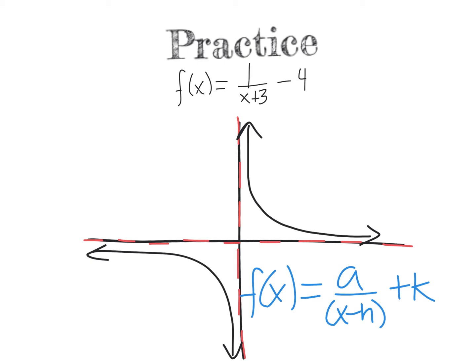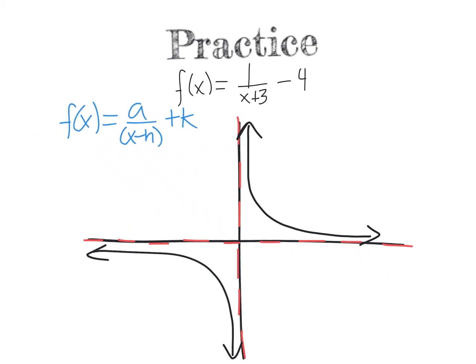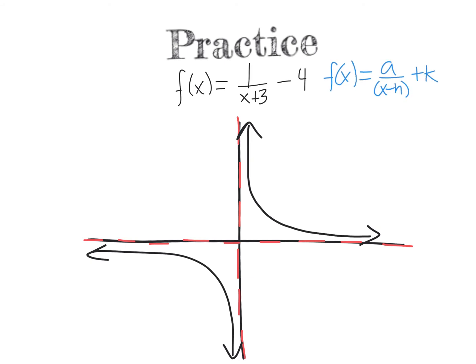I want to compare everything to this right here. So this x minus h plus k, how does this compare to this function? Notice how a remains the same. So a equals 1, so we're not going to stretch it or compress it. The minus h is going to be a plus 3, and the plus k is a minus 4.